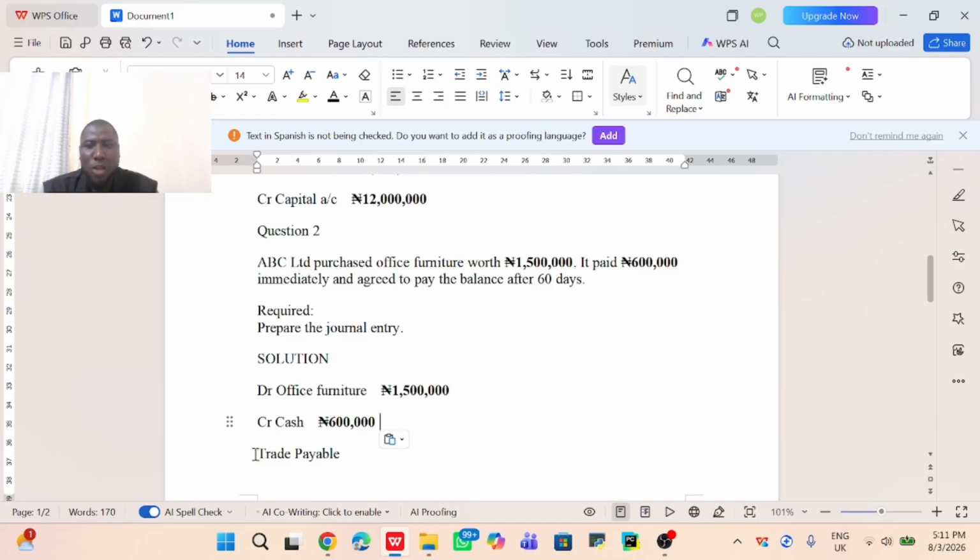Trade payable. You want to pay the person later, not now. How much do you want to pay? Trade payable is a liability. That means you owe someone. You owe a certain set of people. How much? The remaining amount. That is why we credit our trade payable. Credit trade payable, right? With how much? With 900,000, that is 1,500,000 minus 600,000. So please, any question on this?